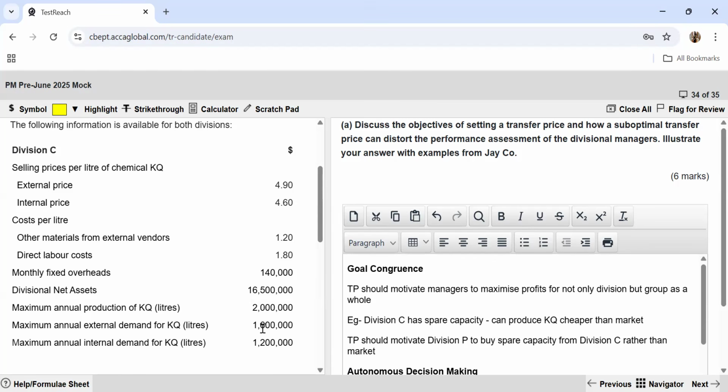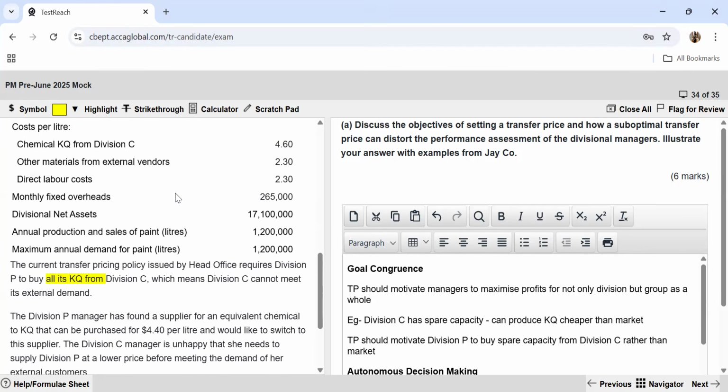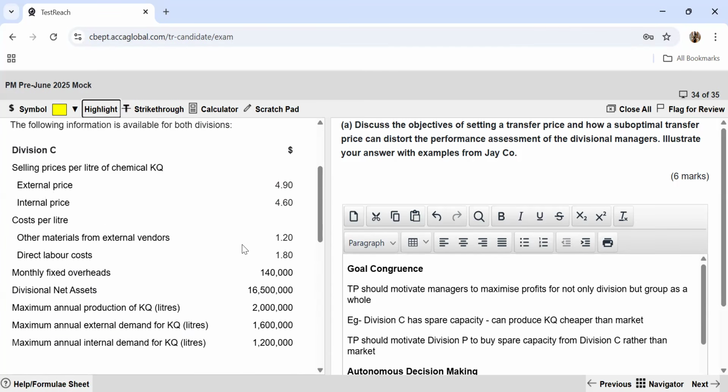And then the transfer price that you set should be such a price which motivates division P also to buy the spare capacity from division C rather than the market. So in the market, if it was available for, let's suppose, 4.4, which they had identified, maybe since I have spare capacity and we belong to the same organization, I can be willing to offer them the spare capacity, which I would not have been able to sell outside, at maybe just the variable cost. So such a transfer price can be worked out.